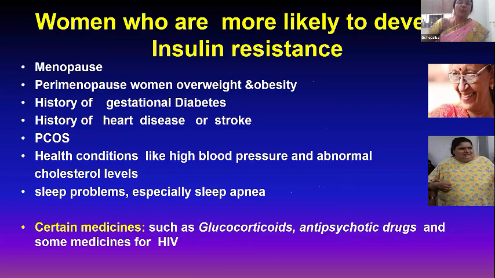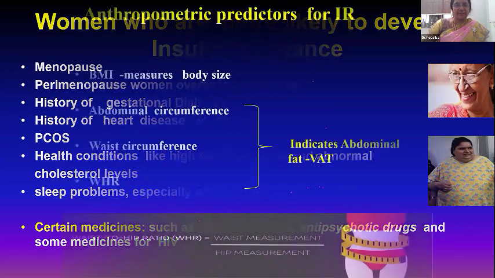So who are more prone to insulin resistance? Of course, menopausal women, perimenopausal women with overweight and obesity, those with a history of gestational diabetes, a history of heart disease or stroke, polycystic ovarian history, health conditions like high blood pressure, abnormal cholesterol levels, sleep problems, especially sleep apnea. Certain medicines like glucocorticoids, antipsychotic drugs, and some medicines for HIV can also increase insulin resistance.